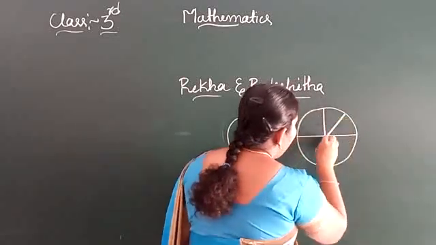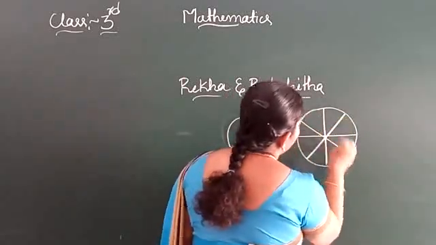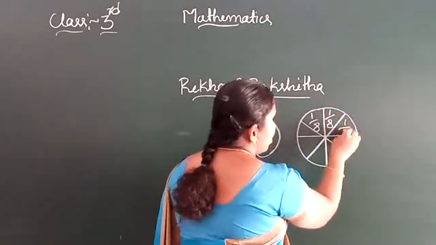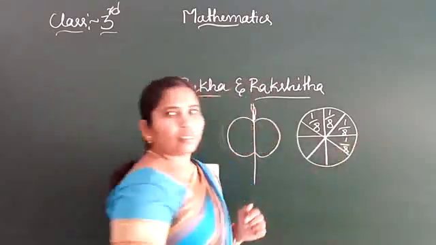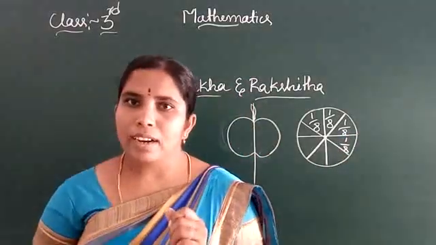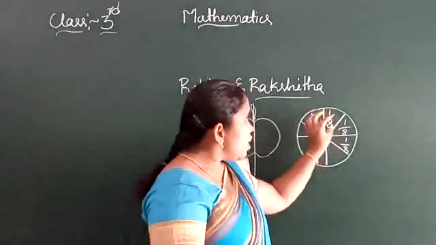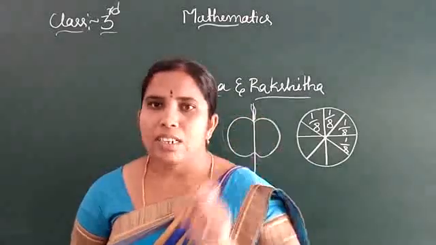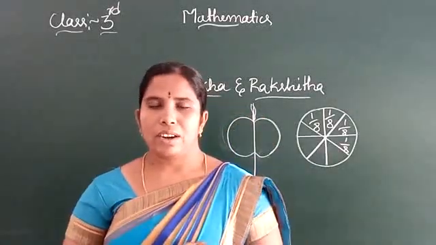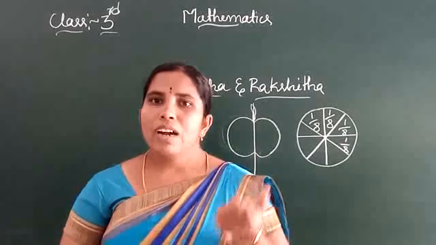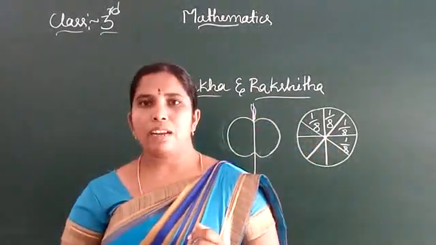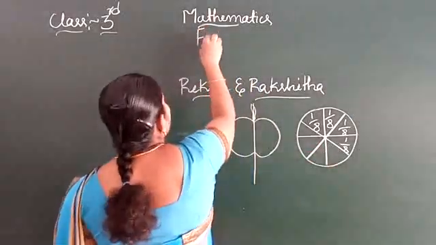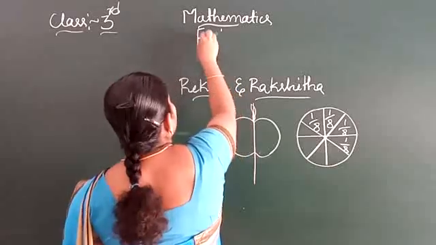See, 8 equal parts. See here, this is 1 by 8, this is 1 by 8, 1 by 8, 1 by 8. Do you understand? Each part is called a fraction. So the cake is equally divided into 8 parts, and each part is called a fraction. So that is our lesson, fractions.